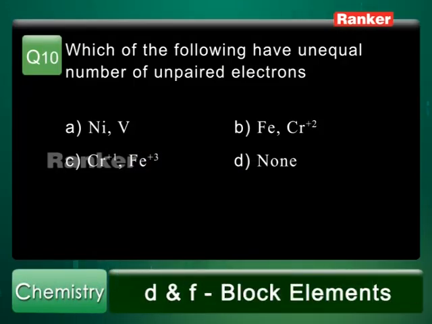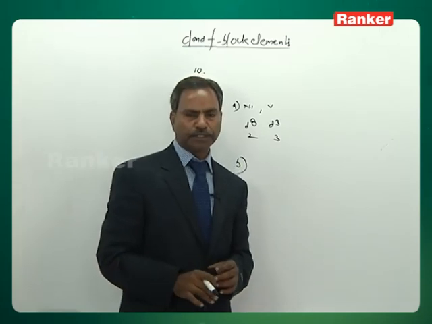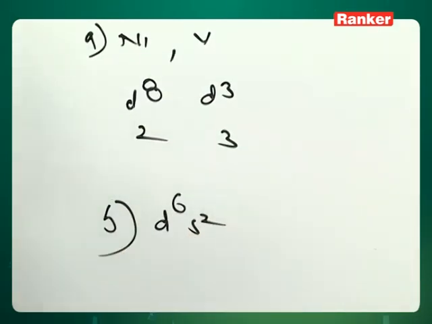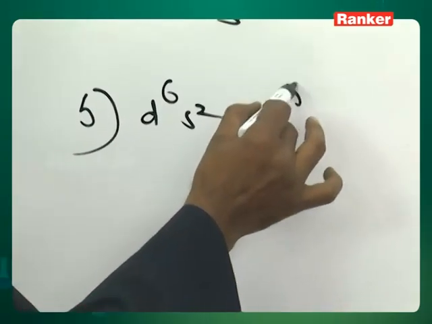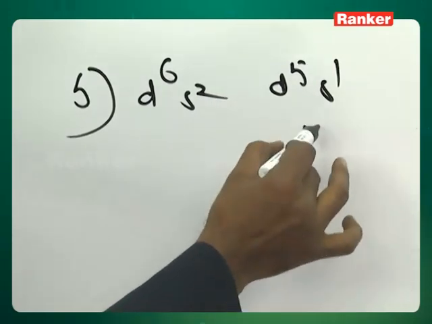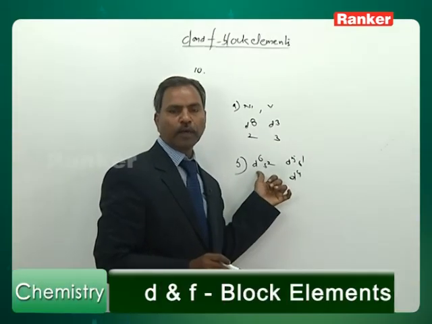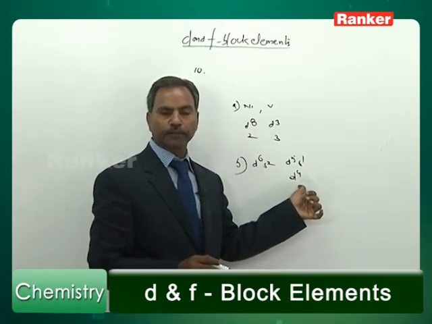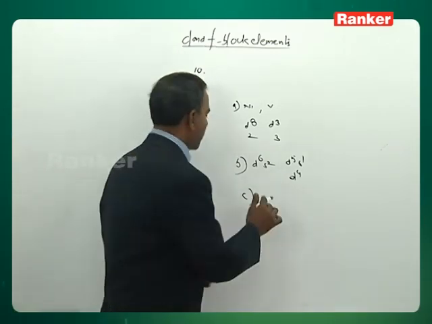Coming to option B, iron. What is the atomic number of iron? 26. 26 means d6, d6 s2, and chromium plus 2. Chromium is actually d5 s1, plus 2 means d4. See, d6 has 4 unpaired and d4 has 4 unpaired, so they are equal.